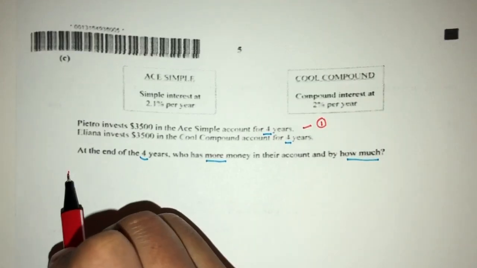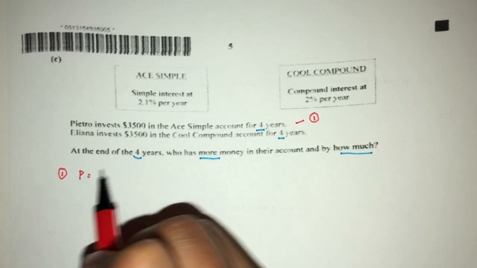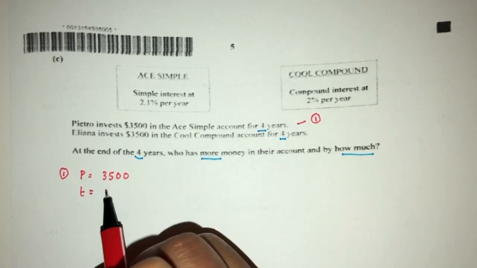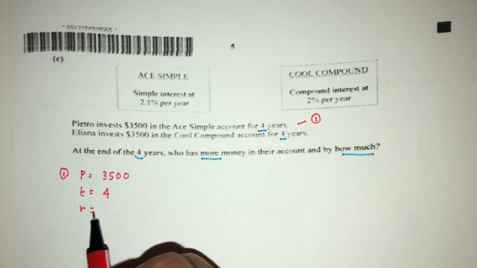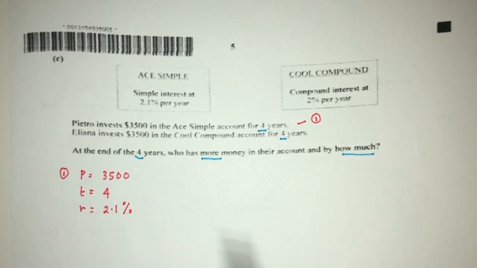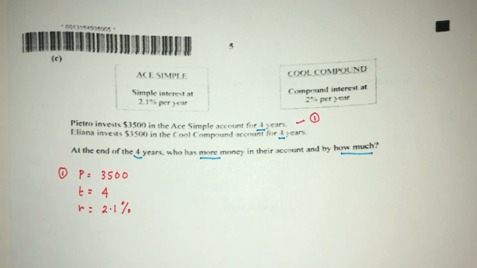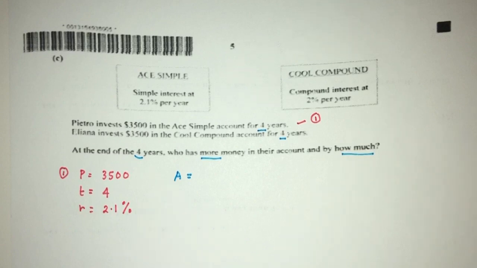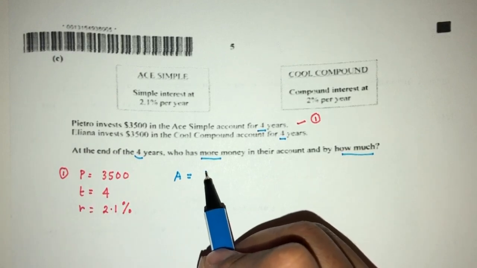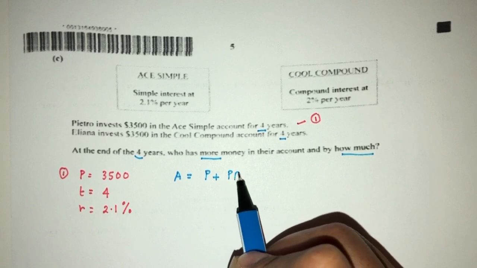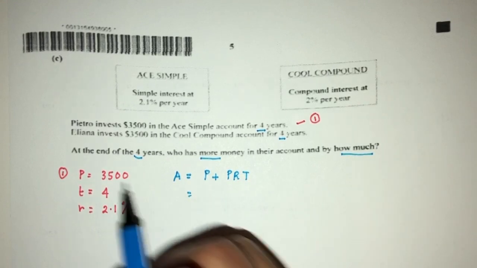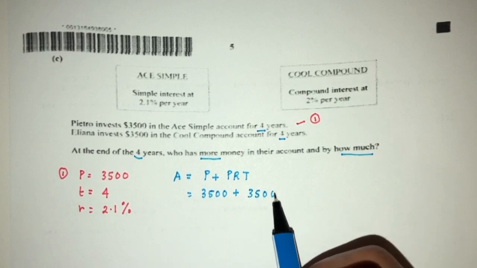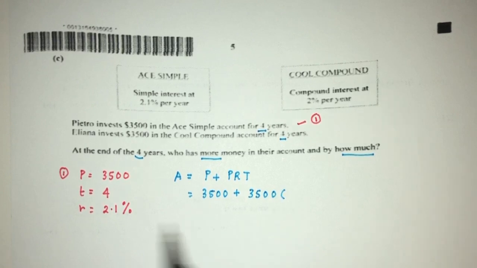So number 1, we have P, which is the investment, as 3,500. We have the years, T, that will be 4 years. And we have the rate, which is 2.1%. And that's all we have. So we have to find the amount at the end of 4 years. We have to know the formula for simple interest for Pietro. That will be P plus I, which is P plus PRT. Now P is the investment. As you can see, just replace the values back in the equation. The main part of this question is just to remember the equation and then replace the values in it.